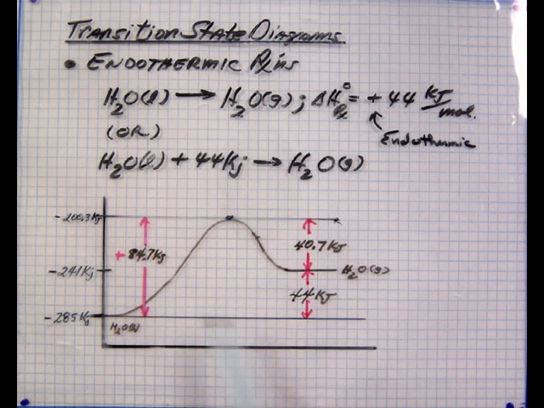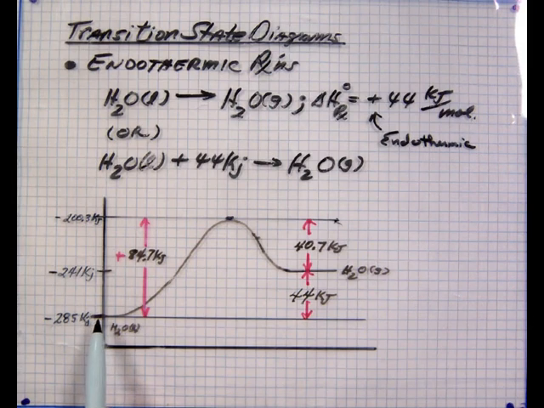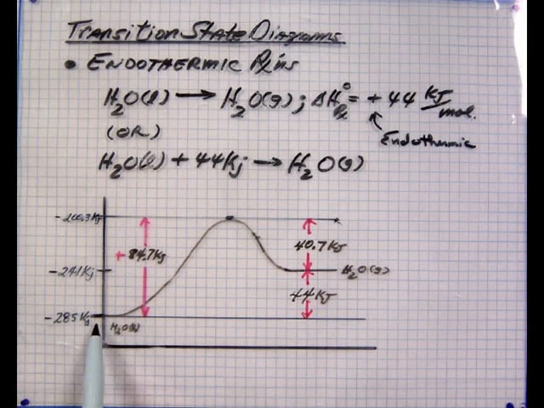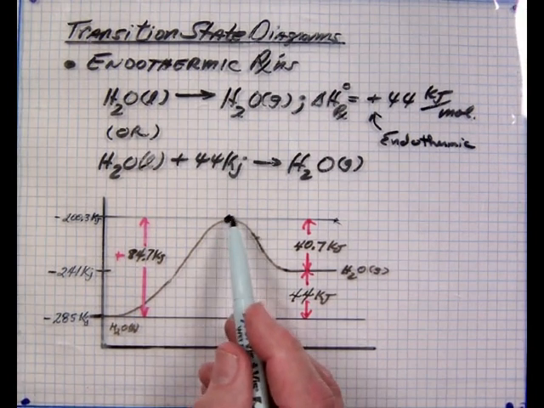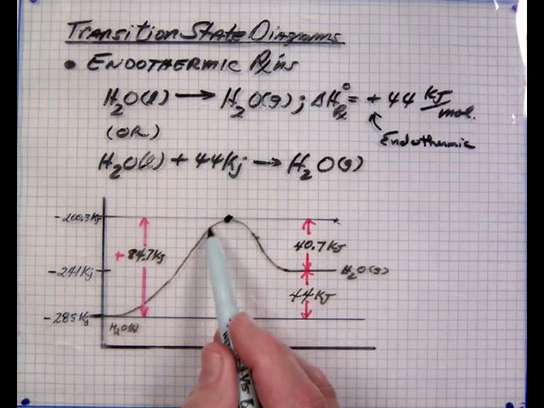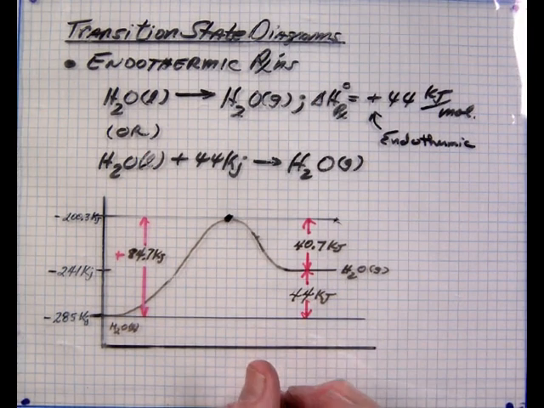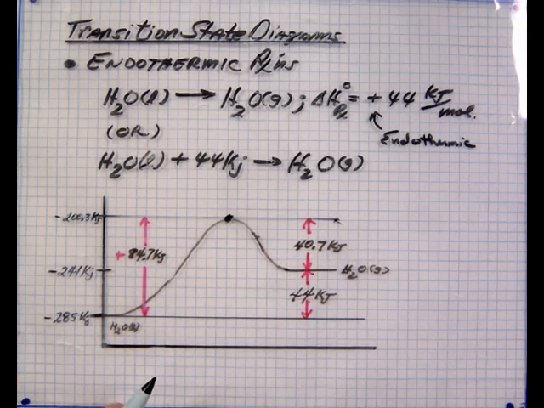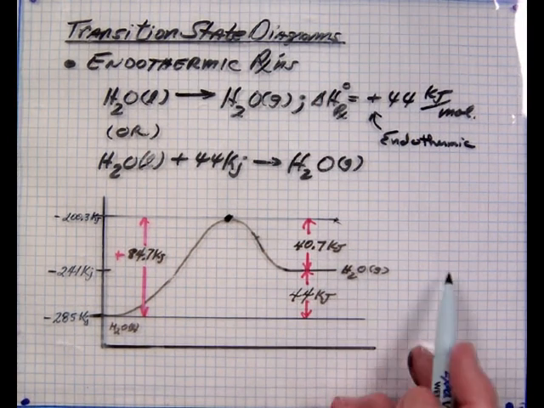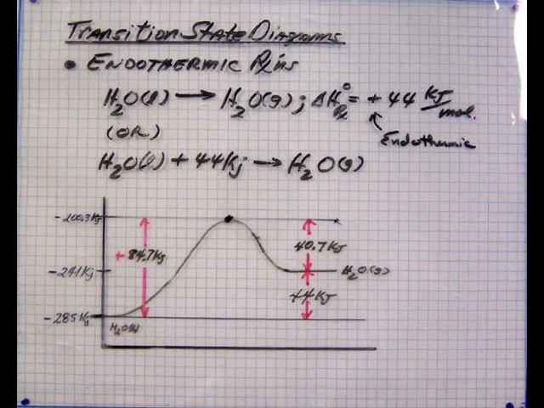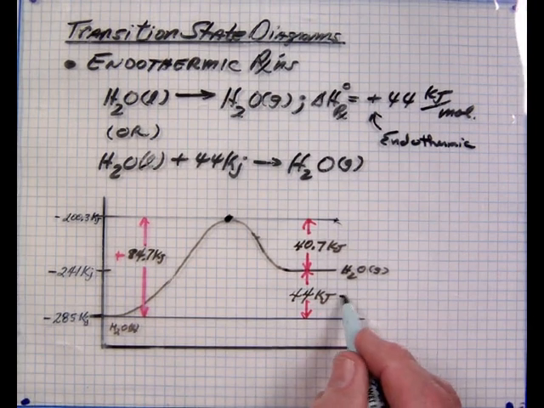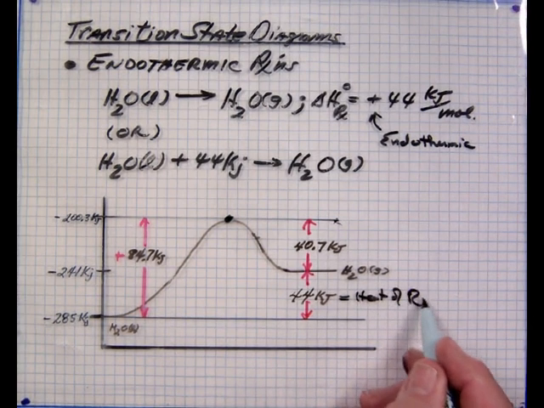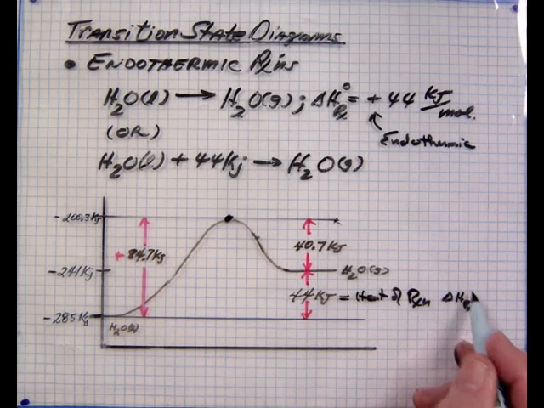The transition state diagram for this would illustrate, starting with water in the liquid phase, an energy content of 285 kilojoules. And if we put in 84.7 kilojoules, it goes through the transition complex or the activation point and transitions into the gas phase. And it will drop about 40 kilojoules between the activation energy and the gas phase. Anyway, the difference between the gas and the liquid phase is 44 kilojoules, which is the heat of reaction. Like that.